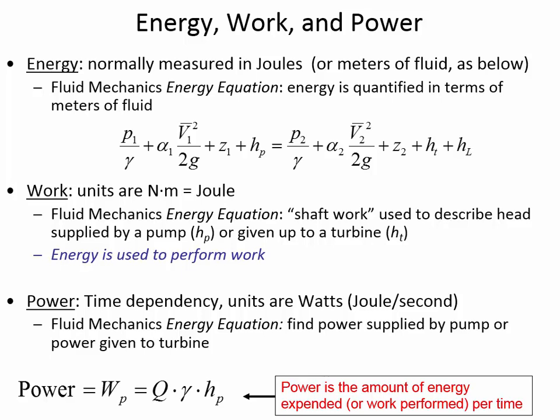All right, so power is when we're saying how much energy is being used per time. And so how many joules are being expended per second, or in the case of a turbine, generated per second. And so the units here are watts. If you take the flow rate Q, so that would be cubic meters per second, and the unit weight of the fluid, which is newtons per meter cubed, and then you multiply that by the pump head, if you're talking about a pump, or the turbine head, in the case of a turbine, then you can get power from that. And power is going to be in units of watts. And so this is the power equation.